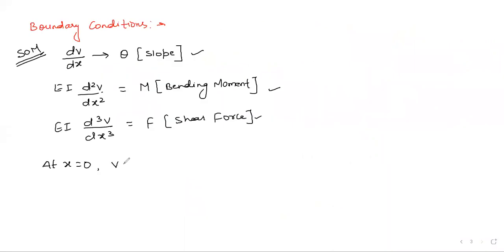So at node number 1, let us take the vertical displacement v as v1, and the theta value, meaning the slope at that point, will be theta 1. Similarly, at x is equal to L, let us take the vertical displacement as v2 and the theta value as theta 2. And we have to substitute these things in the above equations. Then what are we going to get?